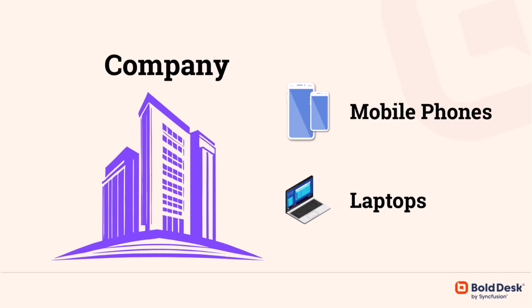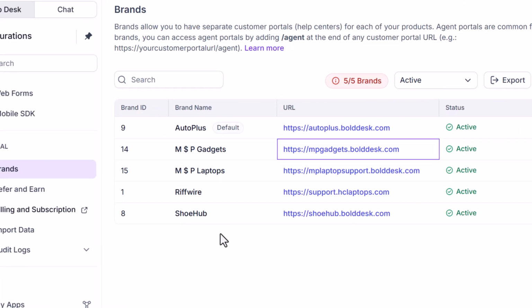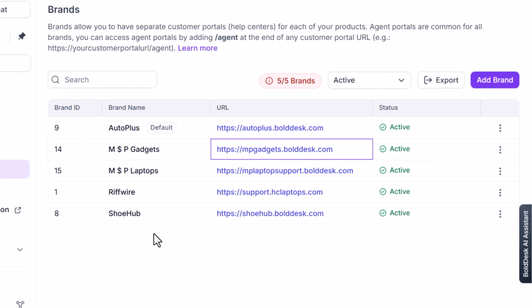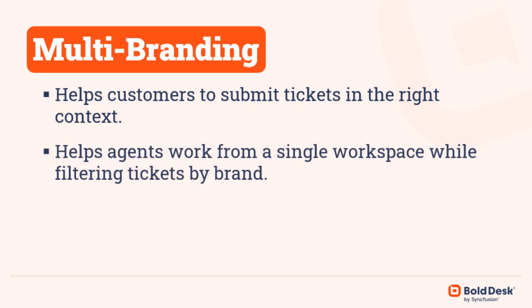First, let me explain how multi-branding works in BoldDesk. You create a brand for each product line or business unit, and each brand gets its own customer portal experience tied to that brand, typically with its own customer portal, so customers see the right identity and submit requests in the right context. On the agent side, your team can still work from a single BoldDesk workspace while viewing and filtering tickets by brand. Now let's start the setup.